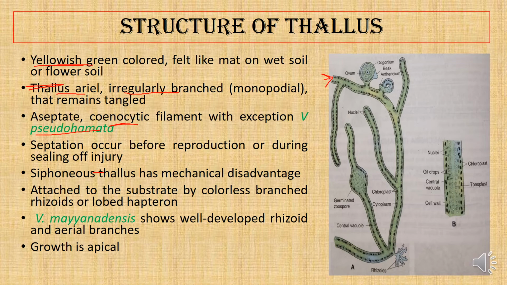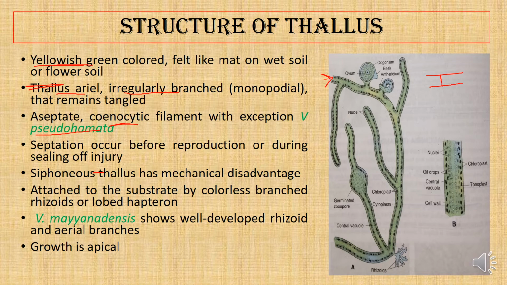Septation, that is the formation of a cross wall, occurs only when there is an injury or at the time of formation of reproductive organs. So this is how the thallus looks, and note that they have a cell wall. The cell wall is two layered: outer pectin and inner cellulose.